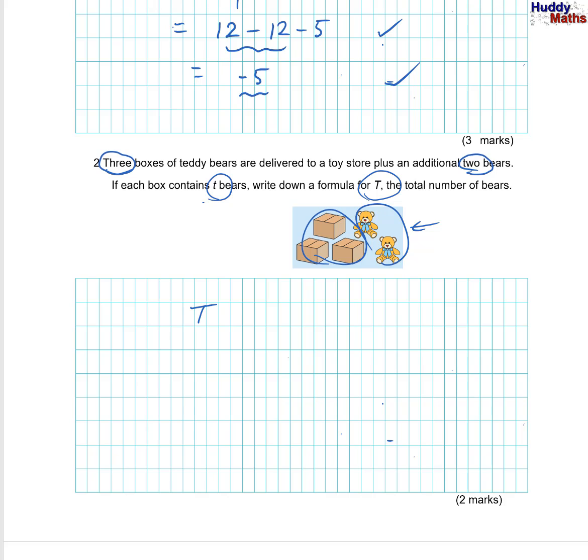So let's try that. T, the total number of bears, is we've got 3 boxes and each contains t bears. So we've got 3 lots of t, lots of being represented by multiplication as we've done before. And we've got 2 bears over. So we'll simplify that. We leave out the multiplication sign. 3t plus 2. Okay, so the marks there are 1 for multiplying the t by 3 and 1 for adding the additional 2 bears. All right, so 2 marks for that little question there.